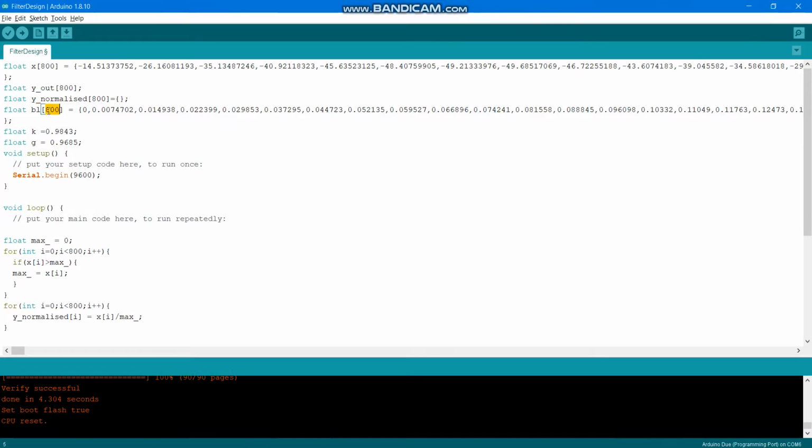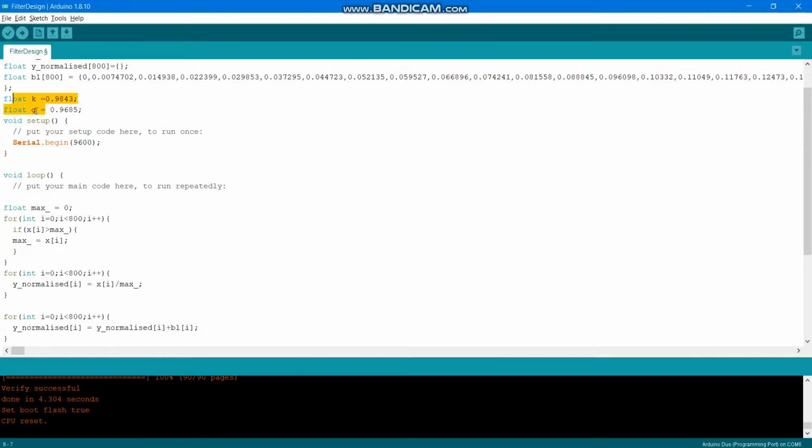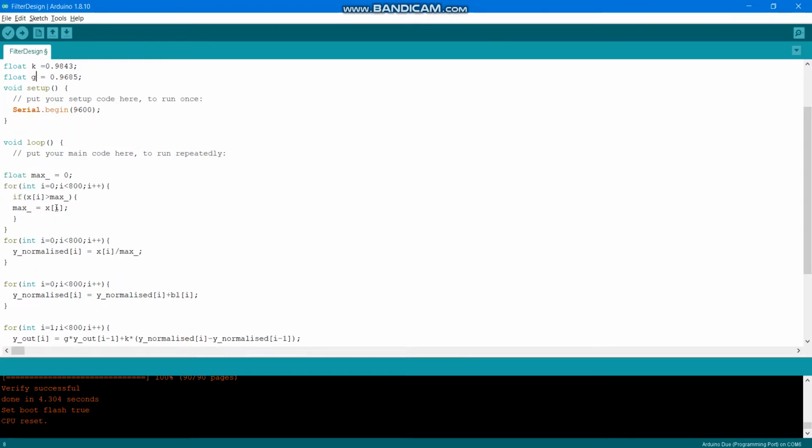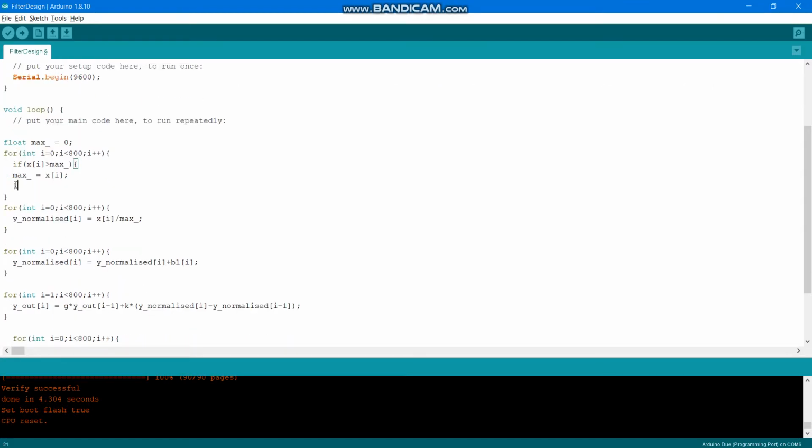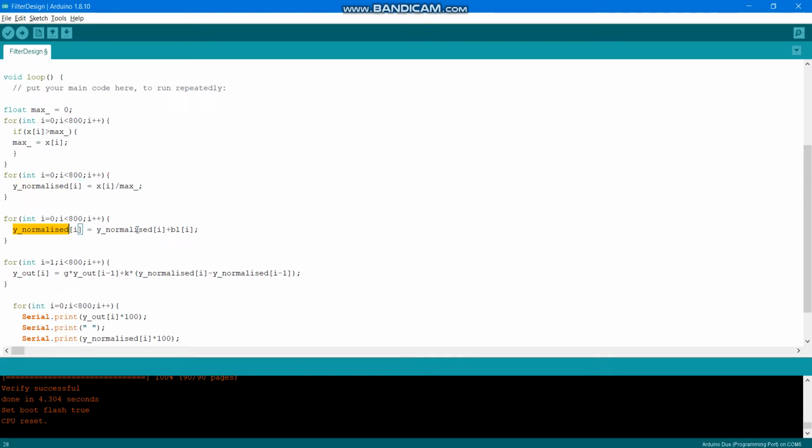So I have generated these sine waves and added them together with the respective frequencies and magnitudes, and we have got a resultant array called B1, which is 800 samples, and these are the values. So x is the input for this code. We are going to normalize this input, and the output of our filter will be stored in the y out array. The same filter coefficients we are going to use again. In order to normalize, we divide by the maximum value of the array. So here we are finding the maximum value of the array, and we divide each element by the maximum value to get the normalized array.